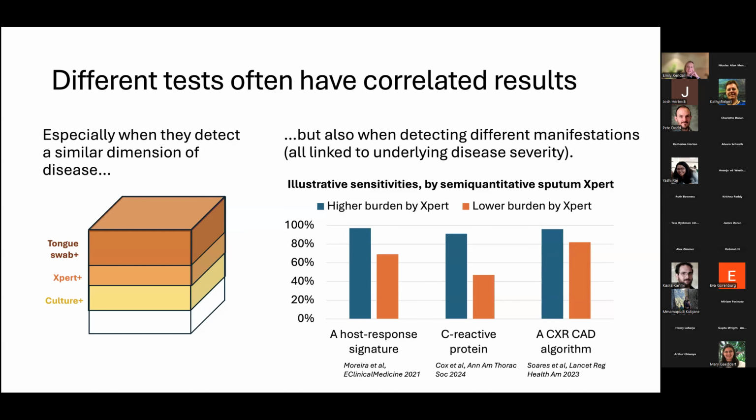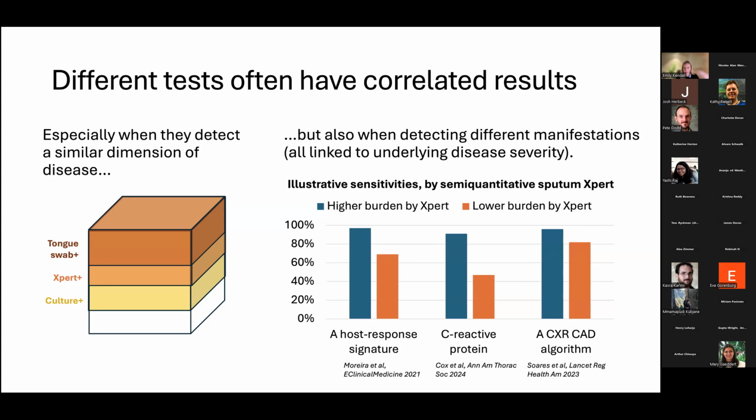And part of the reason that it's important to think about tests in terms of what portion of the disease spectrum they detect is that different tests tend to have correlated results. This is particularly true when we're thinking about different tests that are detecting very similar manifestations of disease.